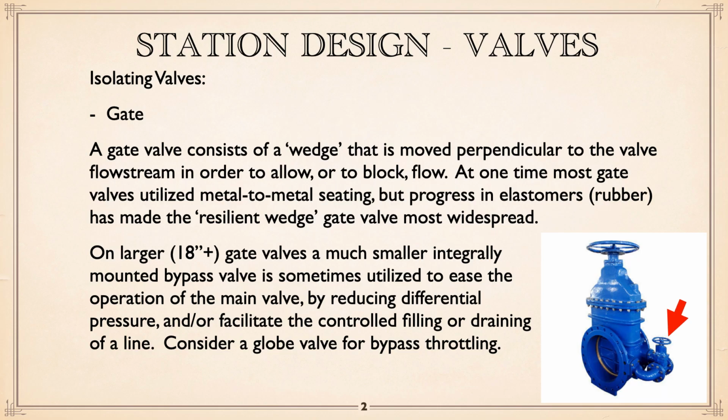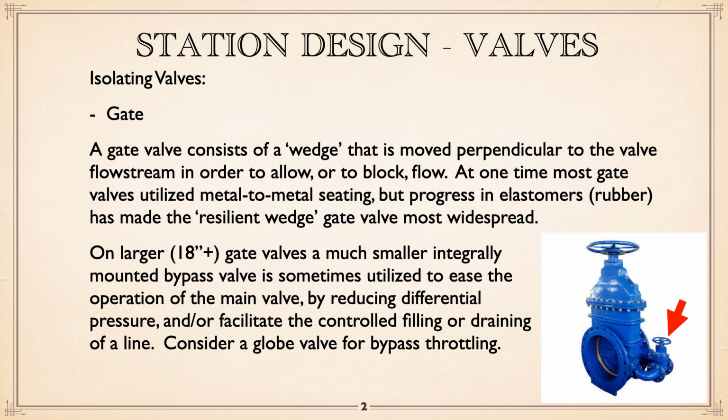Next I want to look at valves, and talk about check valves and isolating valves, basically not automatic control valves, because they're a world unto themselves. In terms of isolating valves, the options: gate valve. A gate valve base consists of a wedge that's moved perpendicular to the flow stream in order to allow or block flow. At one time, most gate valves utilized metal to metal seating, but nowadays elastomers, which is a fancy word for basically synthetic rubber, have made the resilient gate valve the most popular.